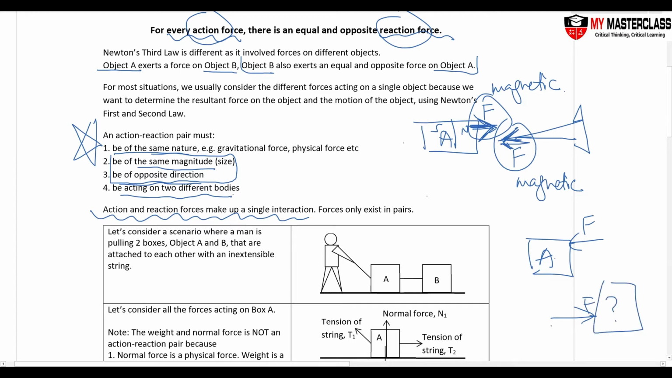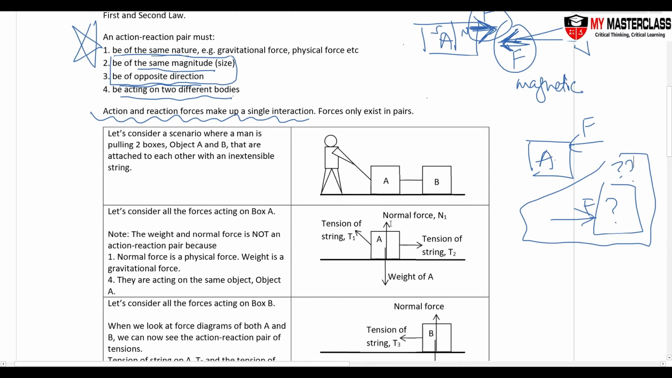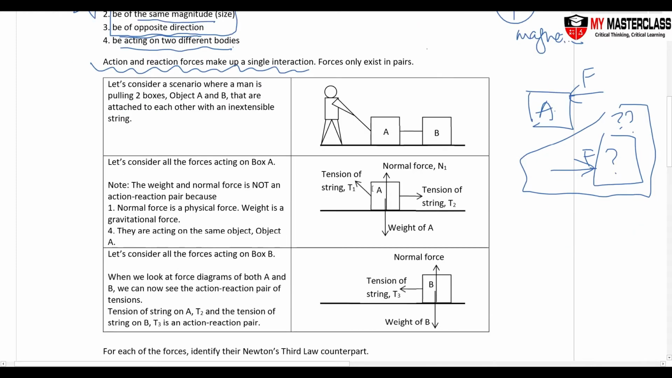The second part, the more difficult part of the question, is to see where this force is and which body it is acting on. Let's follow this scenario here. I have a man who is pulling two boxes, A and B, attached with a string. If we determine all the forces on A, I have a lot of forces. Remember how I taught you how to determine forces on an object? First of all, draw the weight. It is the only non-contact force that you know. So weight first, the only non-contact force.